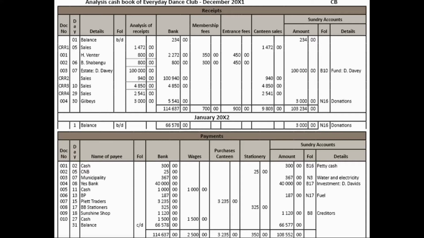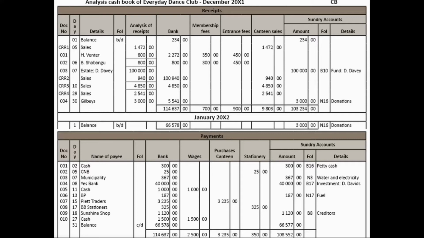And then on the 27th, we drew cash for wages, 1,500. So it's cash, 1,500 in the bank column and 1,500 in the wages column. Okay, so the next step is to balance that cash book, and we add the credit side, add the debit side, the same as an account, and the difference on the credit side, on the payment side, is 66578, and that is the balance carried down on the credit side. Okay, and that will be the balance brought down on the debit side on the 1st of January X2.